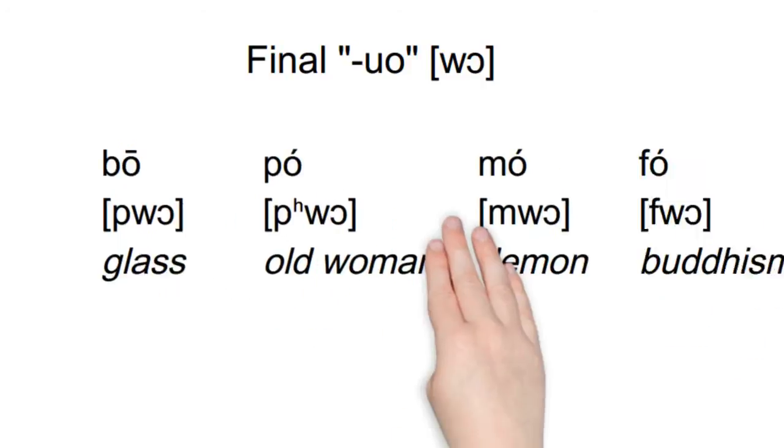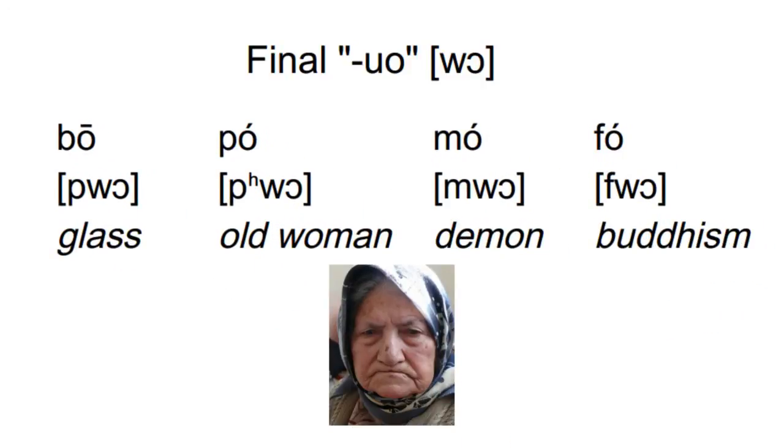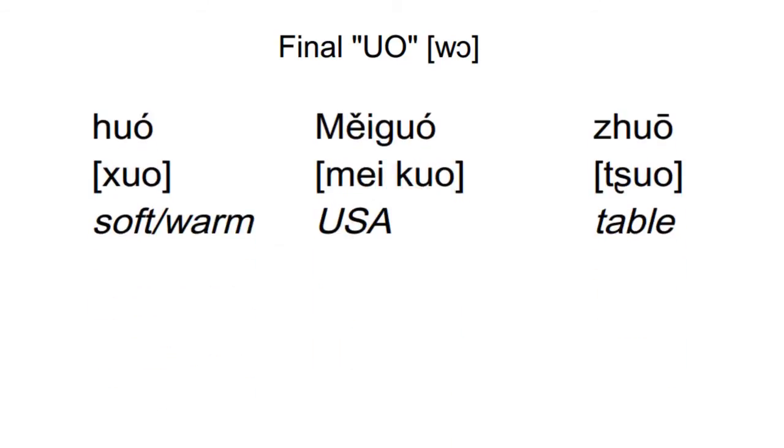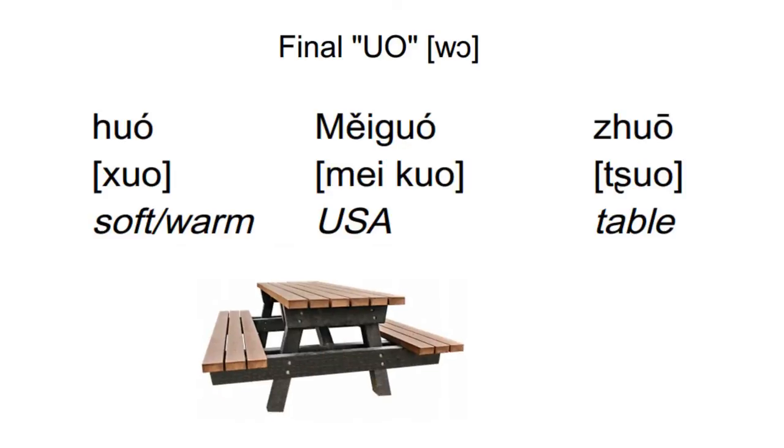You'll encounter a similar sort of letter dropping with the final uo. When it shows up after a B, P, M, or F, it drops the U, giving you bo, po, mo, fo. But you'll only drop that U with those 4 initial consonants. Everywhere else, you'll see it spelled out in full. You'll see that in huo, guo, zhuo.